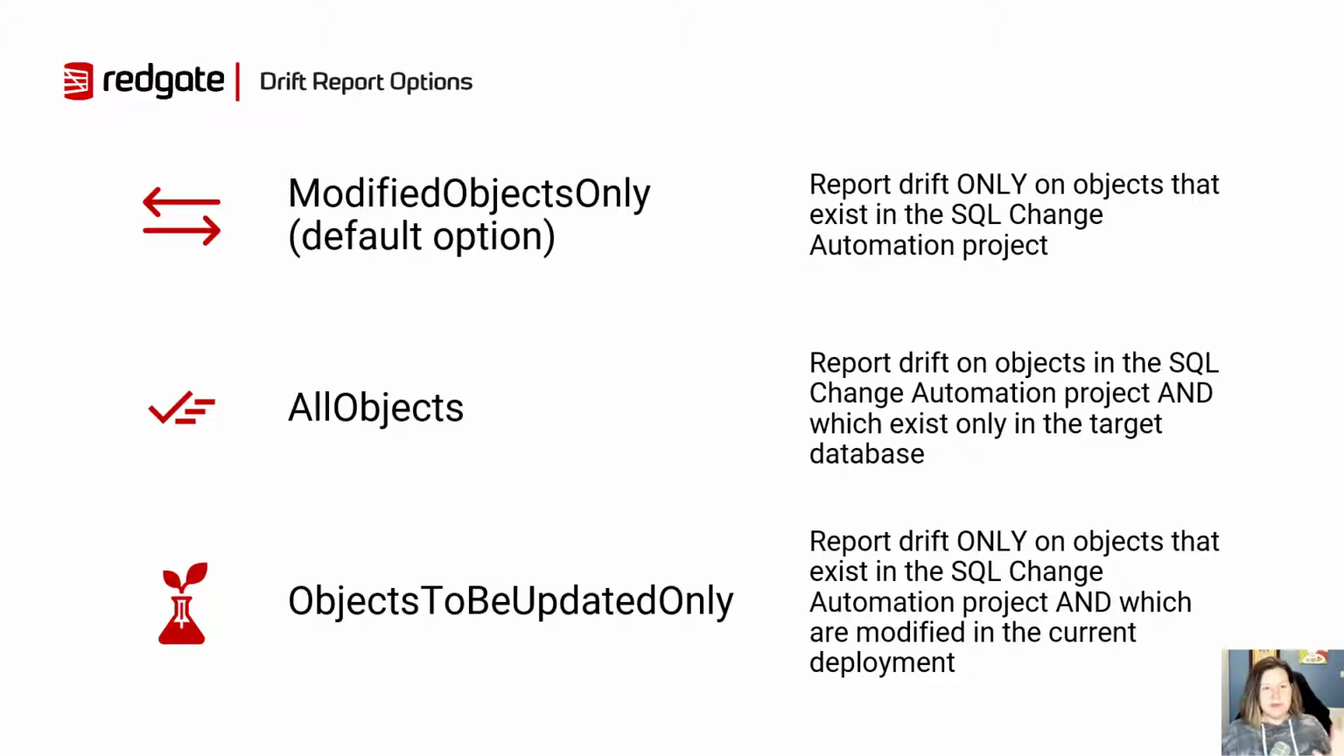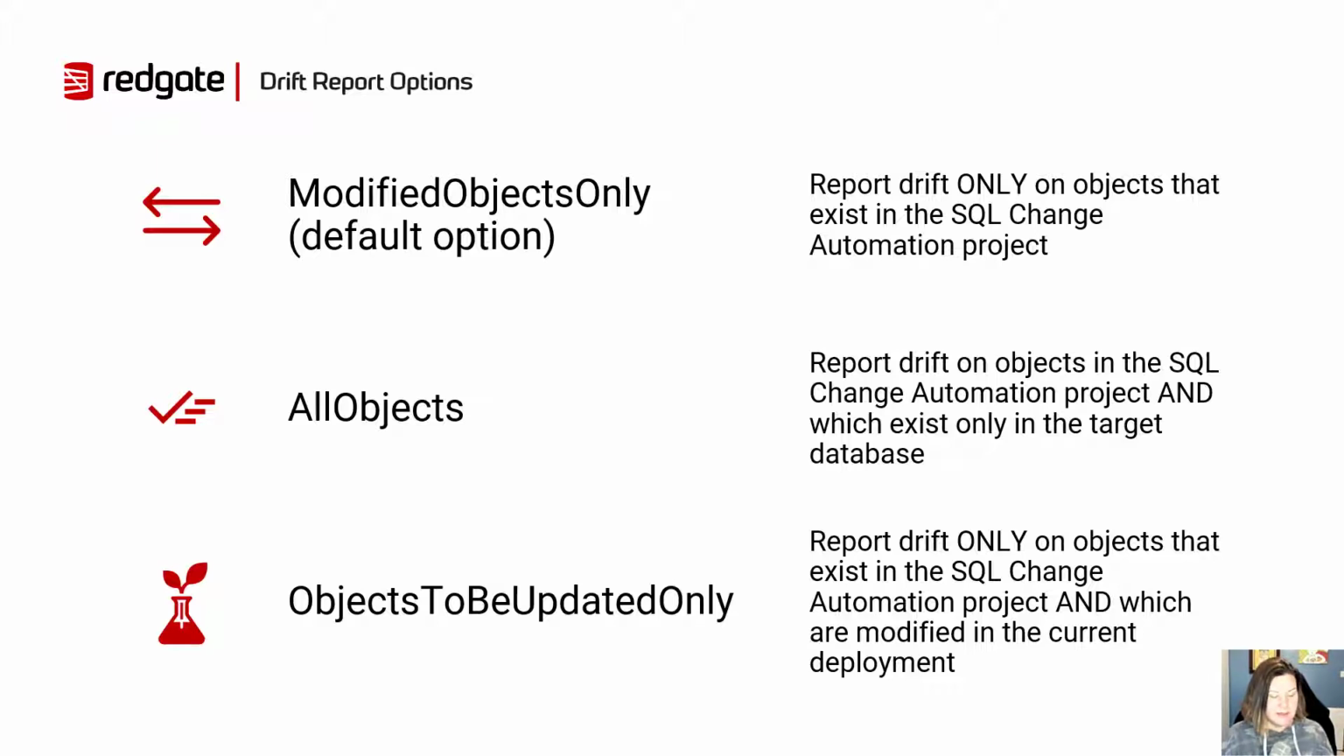So usually you don't have to change this, but some folks do want to customize this. So this can be useful. When you are checking, has this database drifted, what most folks want is this option that's called ModifiedObjectsOnly. When you're creating the release artifact, you say, I want to know about drift only for objects that I have in my SQL Change Automation project.